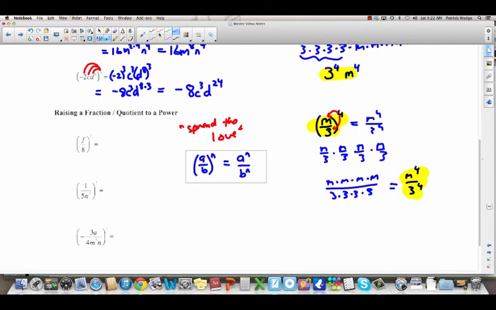Okay, let's do it. First one here, we got to spread the love to the f and the 8, and it's a 2, so we get f squared on the top, 8 squared on the bottom. Well, we know what 8 squared is. It's 64, so we can write that.